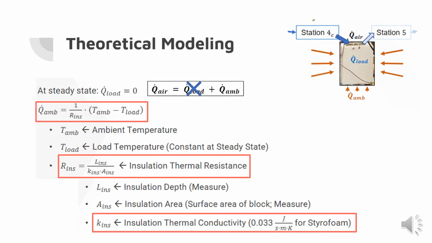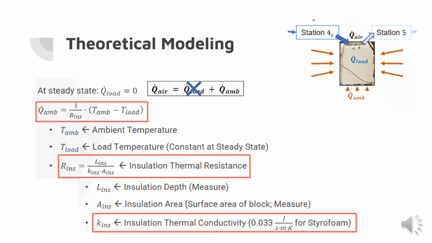During week 1 of the lab, we characterized how well the styrofoam insulated the aluminum block while in steady state. Our goal was to compare the theoretical and experimental Q ambient and our insulation values to see how well the system follows theory. Because we are in steady state, we can assume that the heat transfer of the load is equal to 0. This allows us to calculate the heat transfer to the environment using the first highlighted equation.